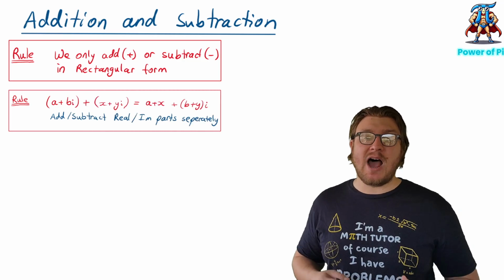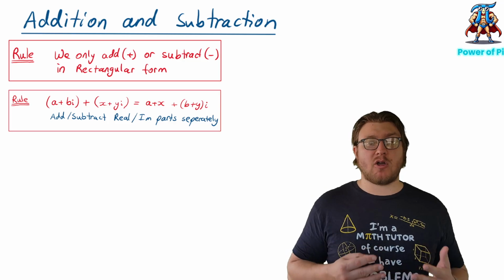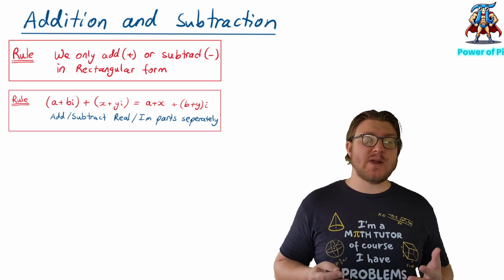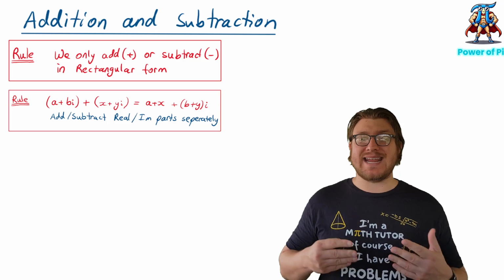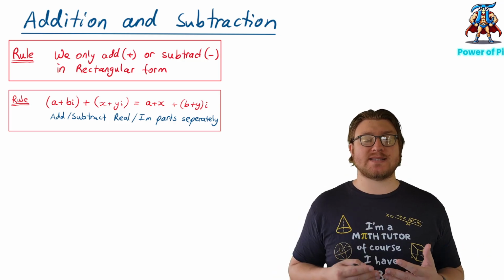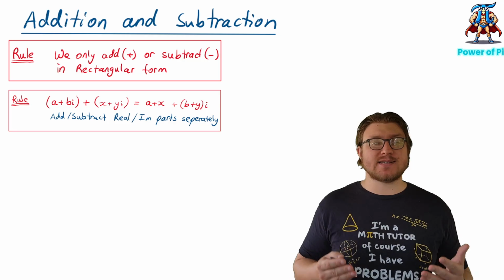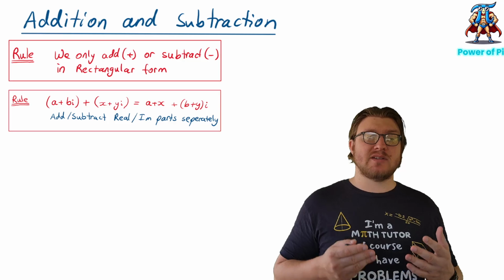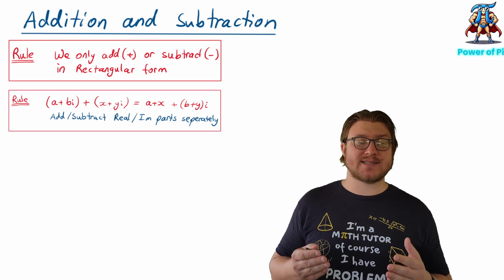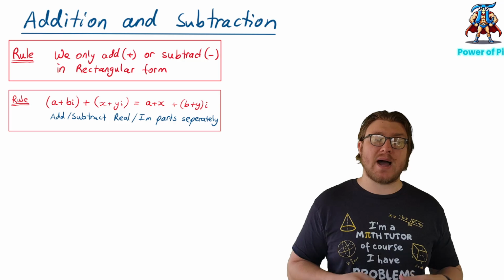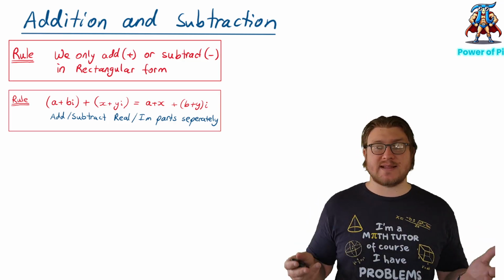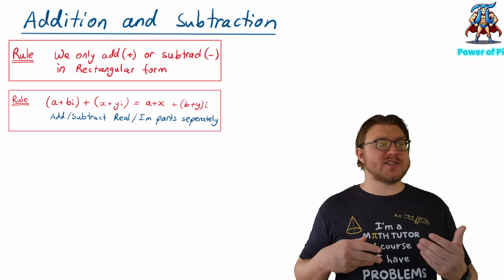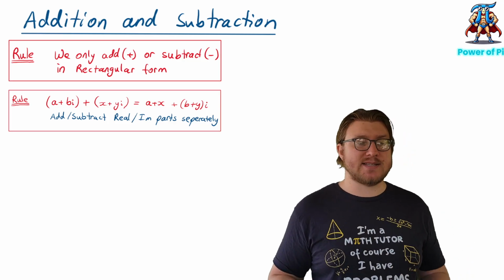Let's have a look at how we add and subtract our complex numbers. So here we have a plus bi and x plus yi, two complex numbers that were added. And this is actually very straightforward and easy. We just add the real parts, a plus x, and we add the imaginary parts, b and y, and that's it. Subtraction is the same, then you just do minus instead.